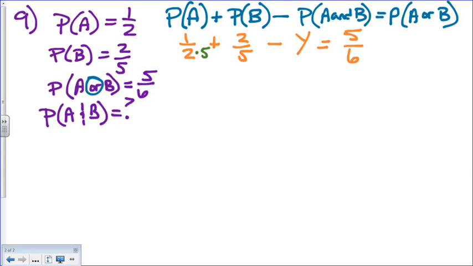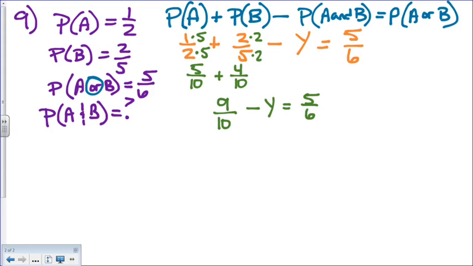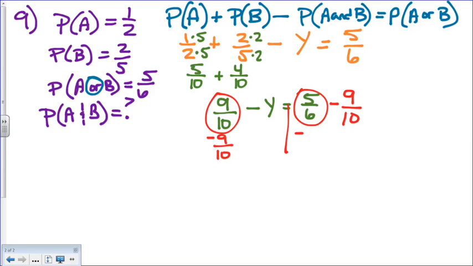So I'm going to multiply this by 5, and then multiply this by 2. Whenever I do the bottom, we have to do the top. So I have 5/10 plus 4/10. So 5 plus 4 equals 9/10, minus y equals 5/6. I still have like terms that need to combine, but 9/10 and 5/6 are on different sides of the equal sign, so I need to do some inverse operations. So I'm going to subtract 9/10 from both sides.